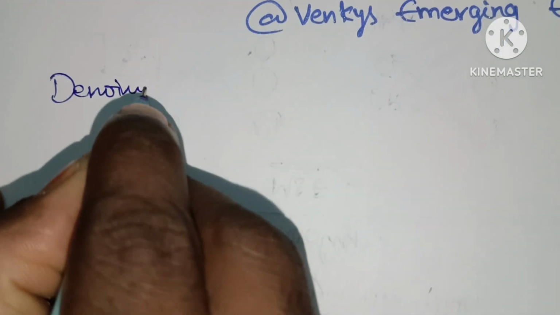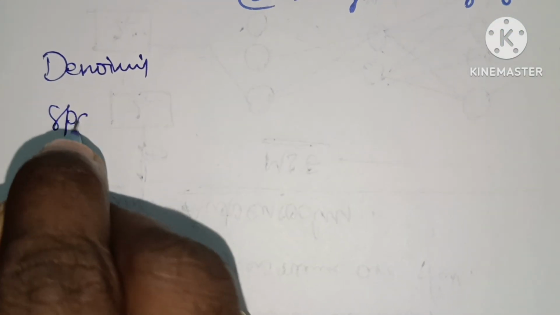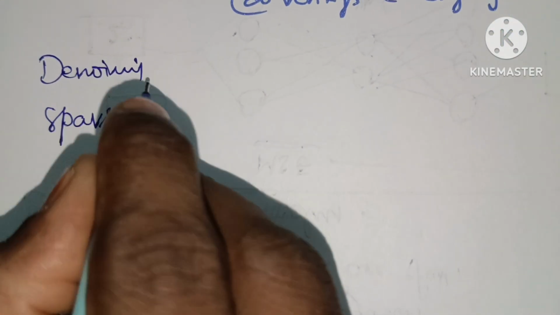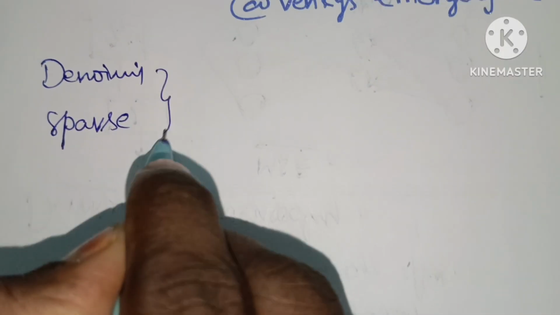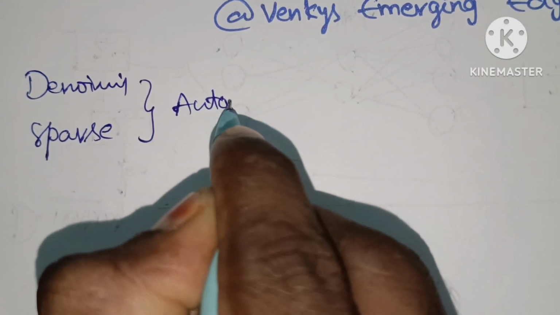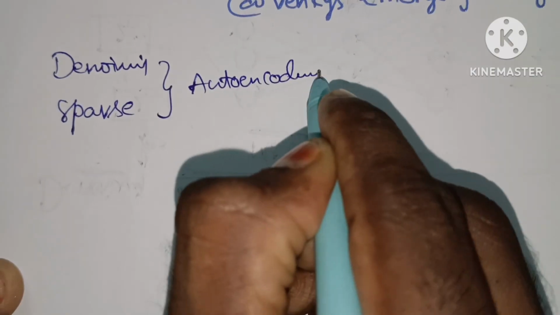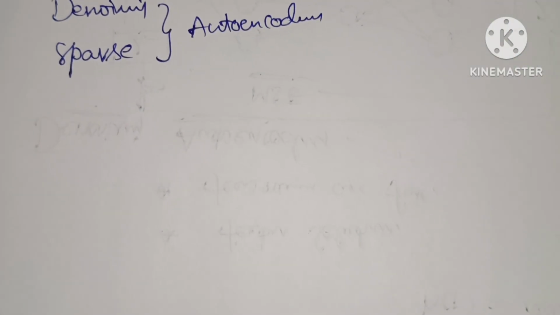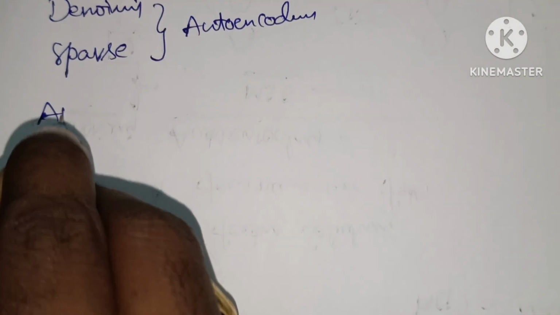These are two different things: one is denoising and the other is sparse. These two autoencoders are very important from an exam point of view. Is it clear? Next one is applications.